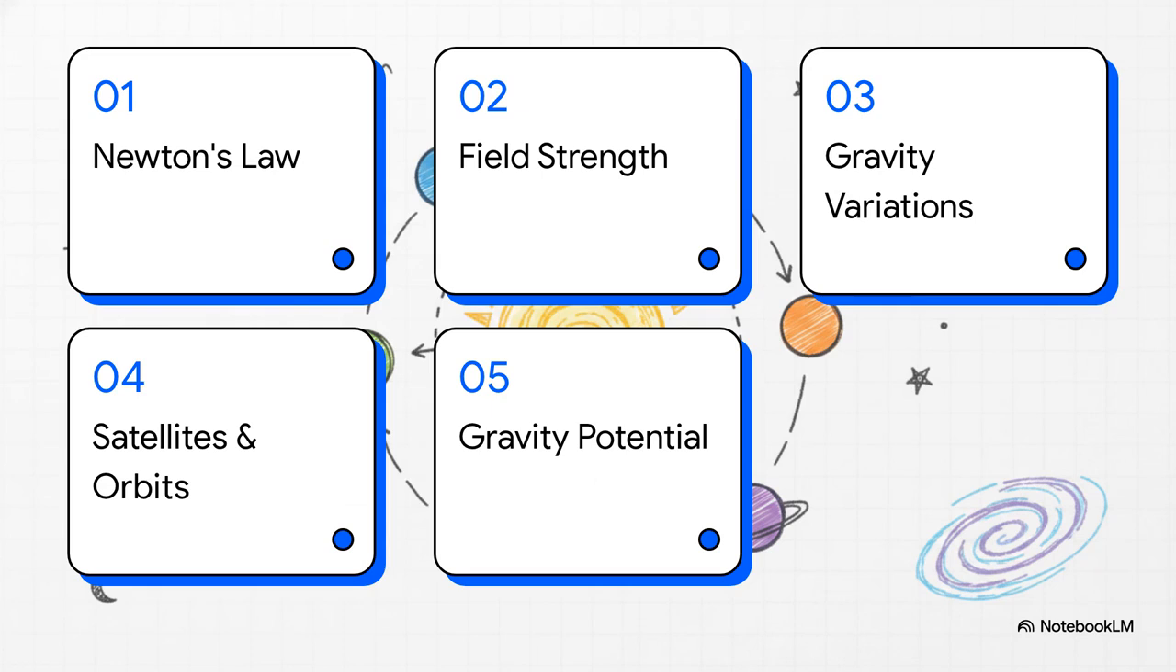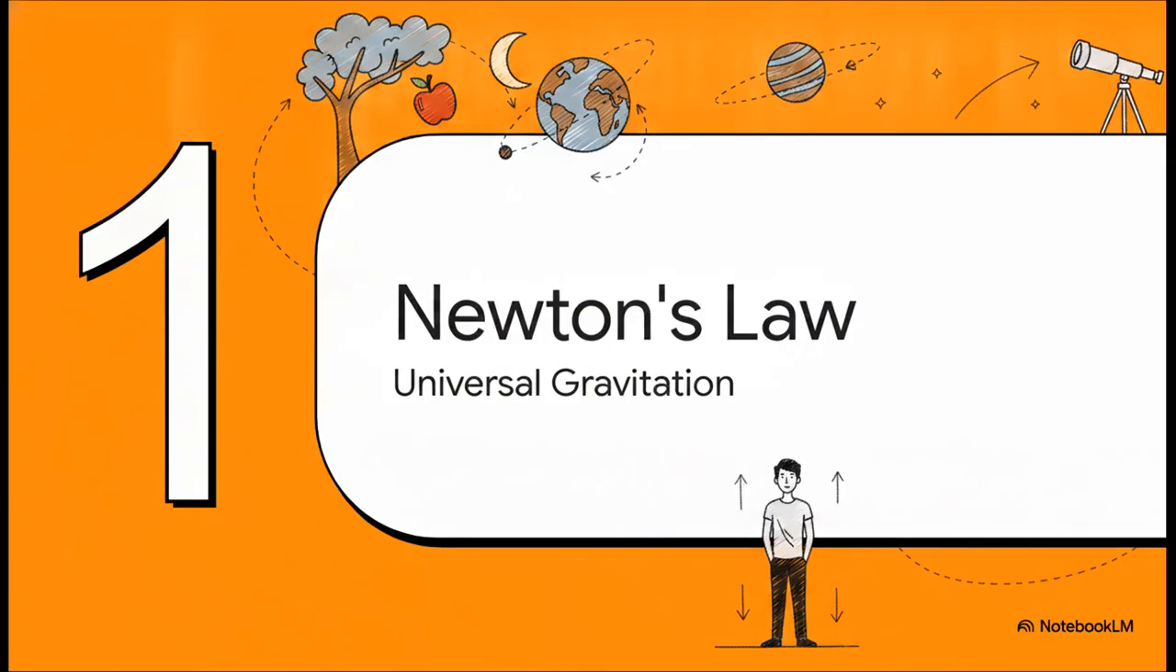Here's our quick roadmap for today. We're covering Newton's universal law, gravitational field strength, variations of gravity, satellites and orbits, and finally, gravitational potential. All right, starting off with Section 1, Newton's universal law.